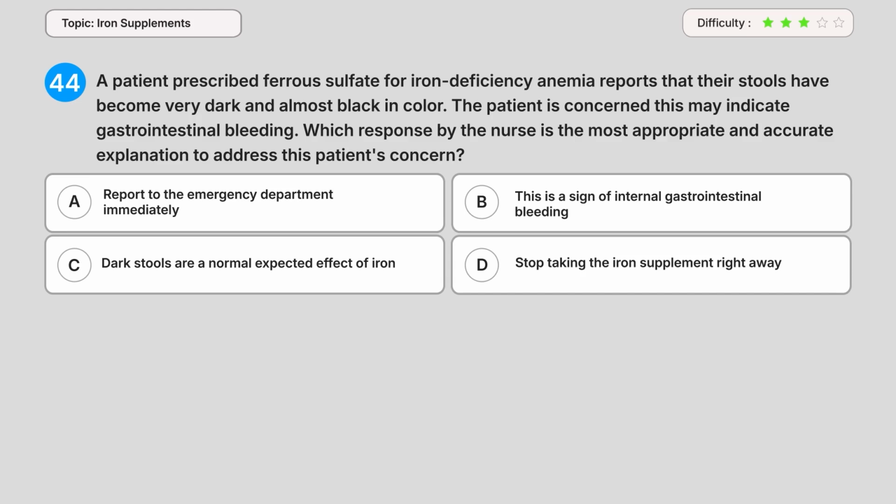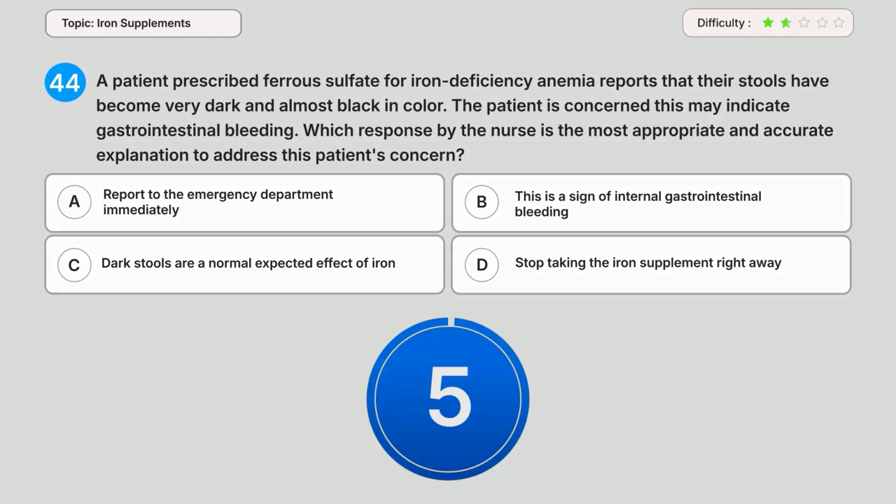A. Report to the emergency department immediately. B. This is a sign of internal gastrointestinal bleeding. C. Dark stools are a normal expected effect of iron. D. Stop taking the iron supplement right away. Do you know the answer?